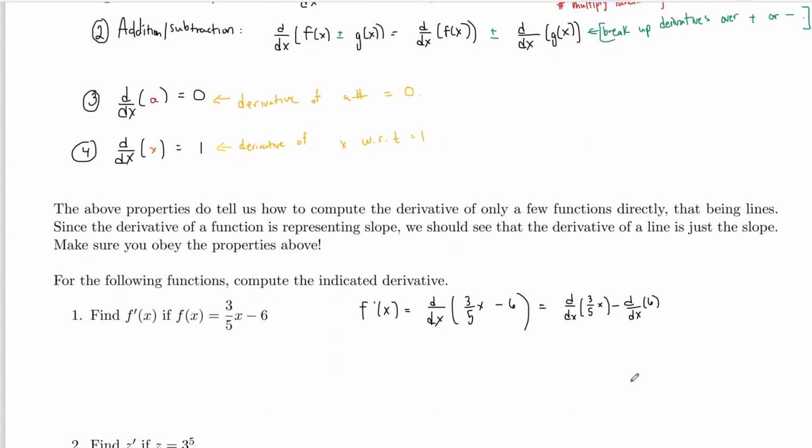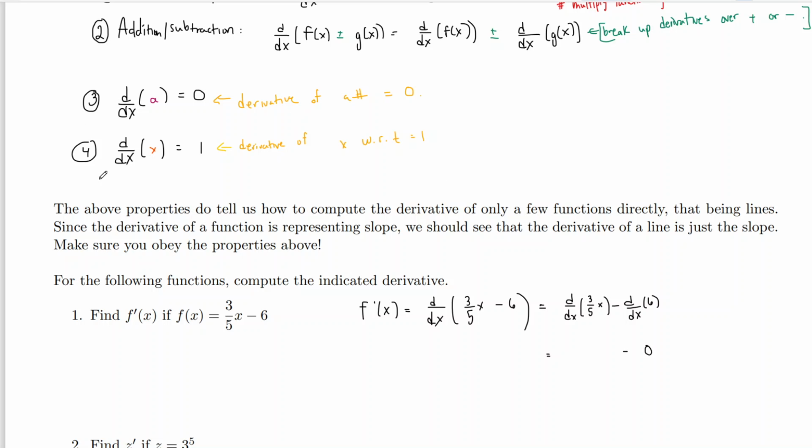Right. Now what do we want to do? Can we apply rules 3 and 4? Well, we actually can in the second one because what's the second one? We're doing the derivative of just a number, just 6. But by rule 3 here, the derivative of just 6 is 0.